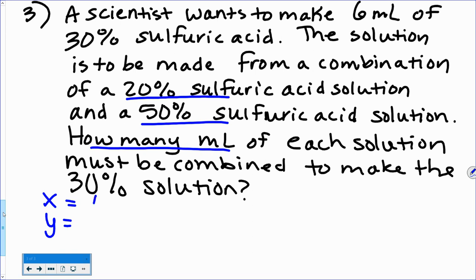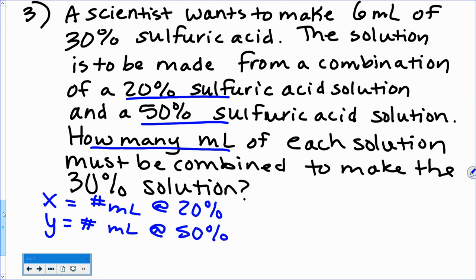So we need the amount of milliliters at the 20%, and the amount of milliliters at the 50%. Those are the things that we don't know. When we go back to the beginning, I know that there are 6 milliliters altogether of this grand solution. So the amount of milliliters of one plus the amount of milliliters of the other gives me my 6 milliliters.